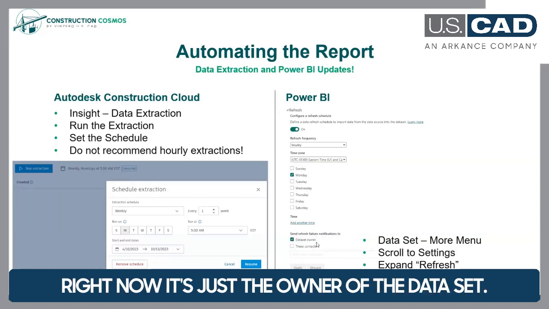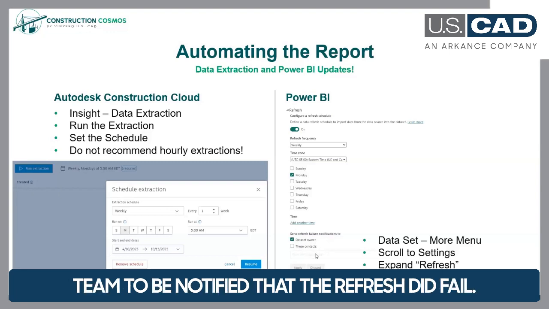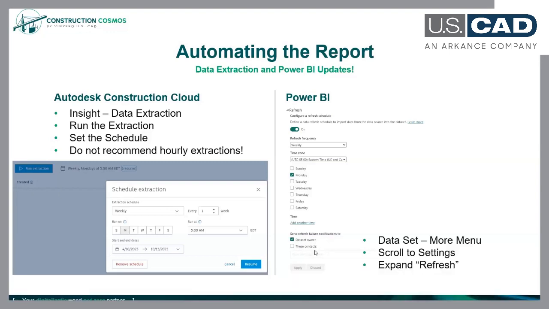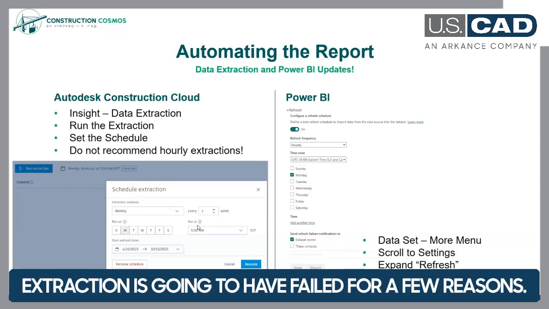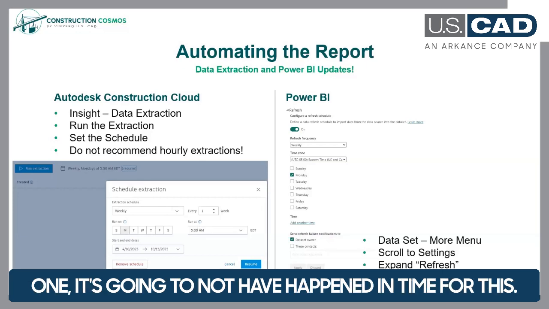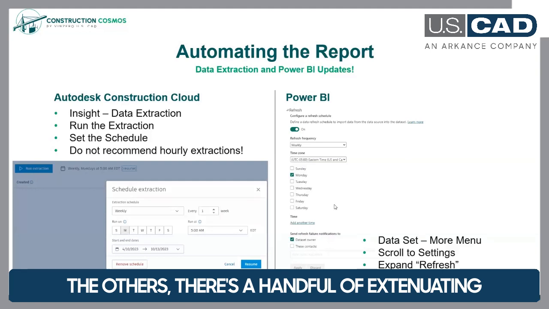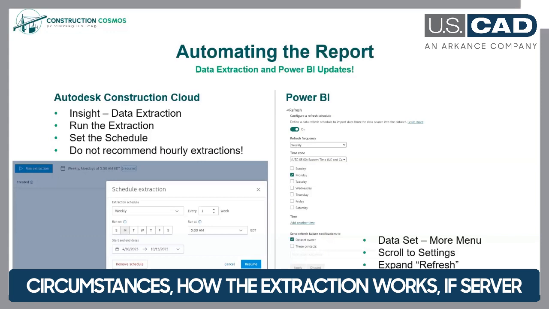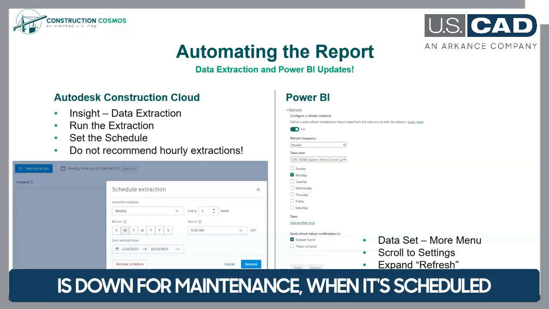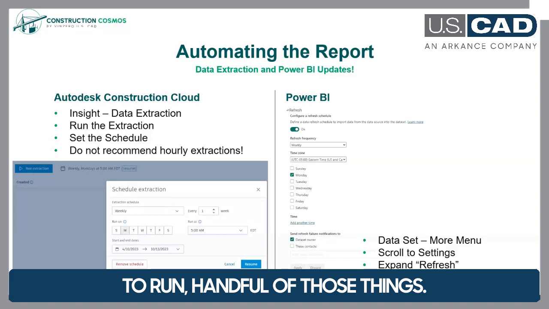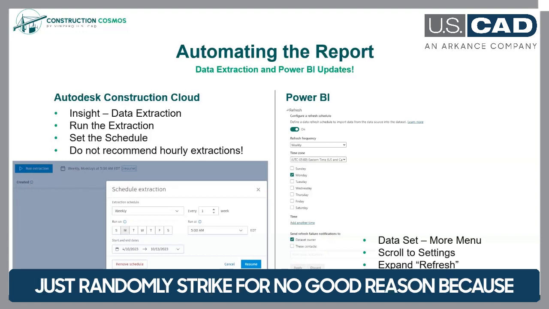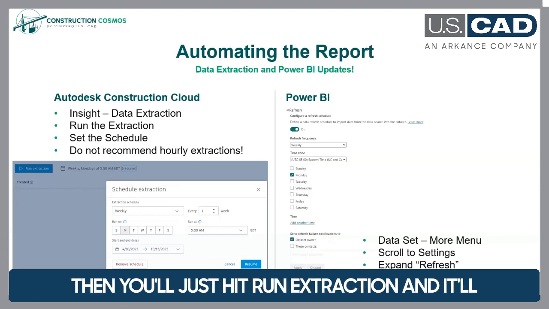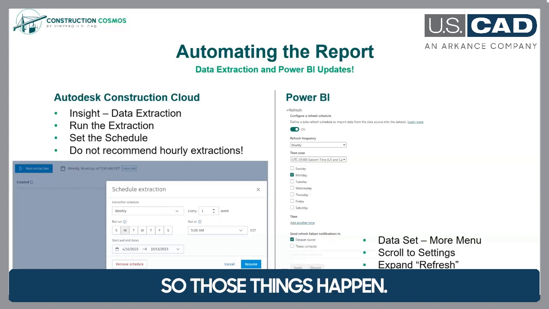Right now, it's just the owner of the data set, but you can also add other people on your team to be notified that the refresh did fail. Most of the time when the Power BI refresh fails, it's going to be because the extraction failed, and the extraction is going to have failed for a few reasons. One, it's going to not have happened in time for this. The others, there's a handful of extenuating circumstances on how the extraction works, or if a server is down for maintenance when it's scheduled to run, a handful of those things. And then of course, the computer gremlins that just randomly strike for no good reason, because then you'll just hit run extraction and it'll run again and be perfectly fine. So, those things happen.